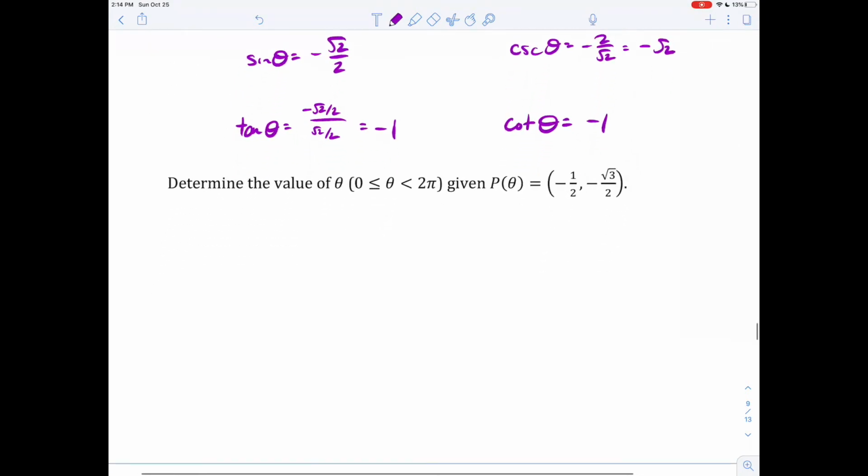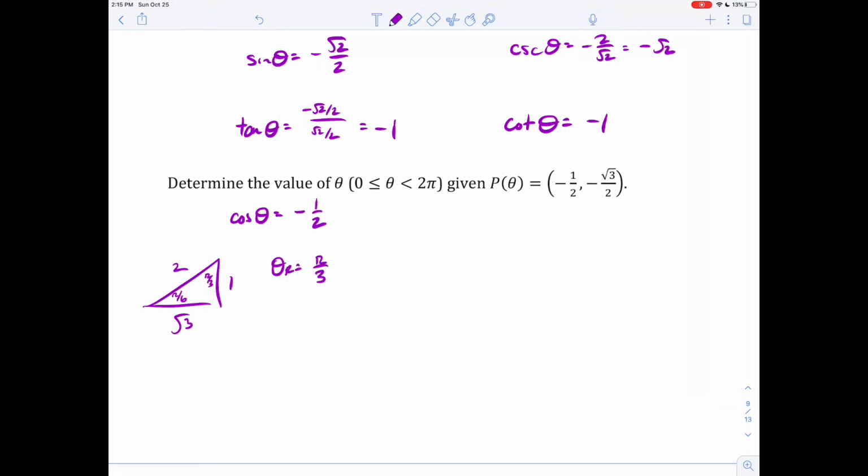In this particular case, we're not asked to find the 6 trig ratios. We are asked to find theta itself in this initial 0 to 360 degrees range, this 0 to 2 pi. This is what we know. We know that cos theta is equal to negative 1/2. And by the special triangle, we know that that means we must be dealing with a reference angle of pi over 3. We must be somewhere in the pi over 3 family.